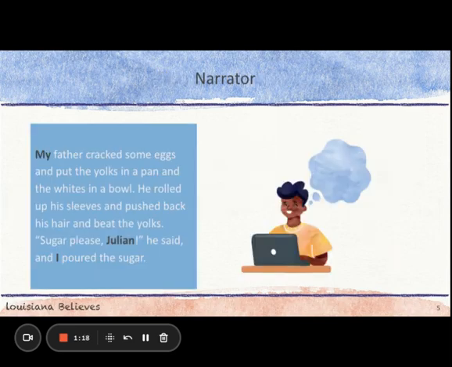A narrator is who is telling the story. Let's read this excerpt from the book The Stories Julian Tells and think about who is telling this story.